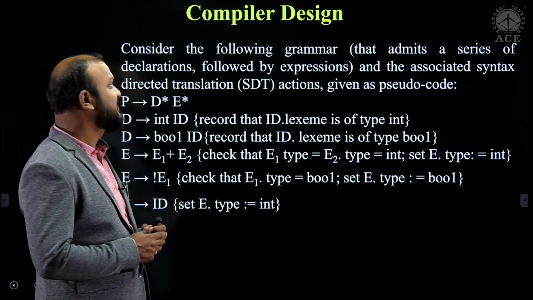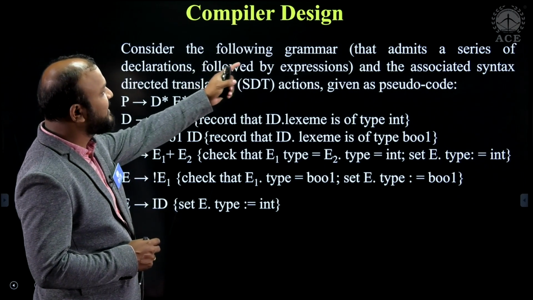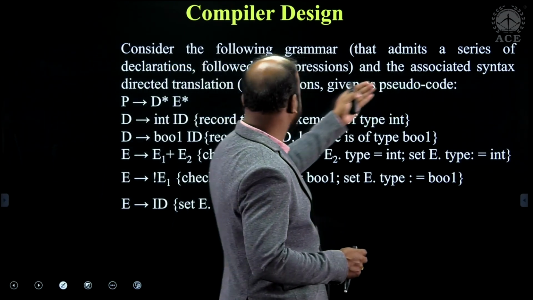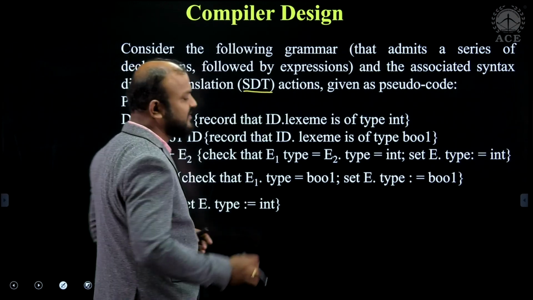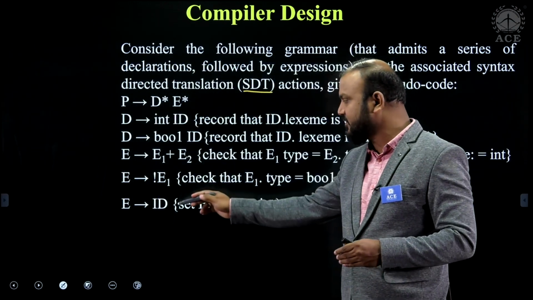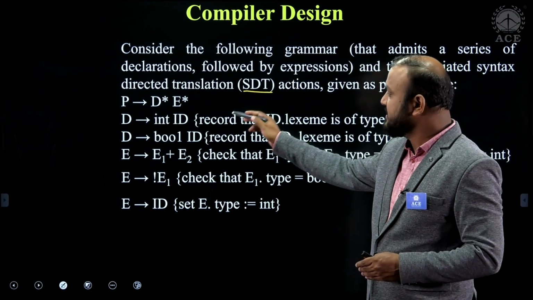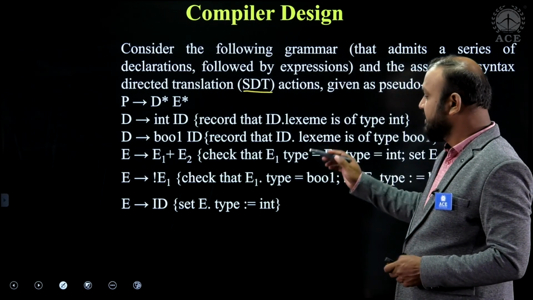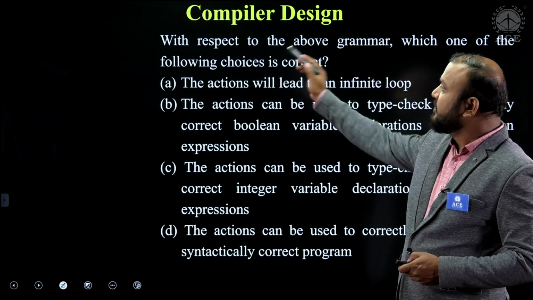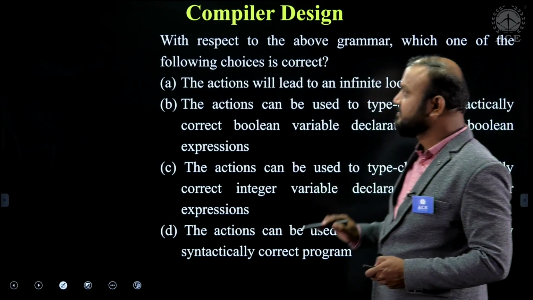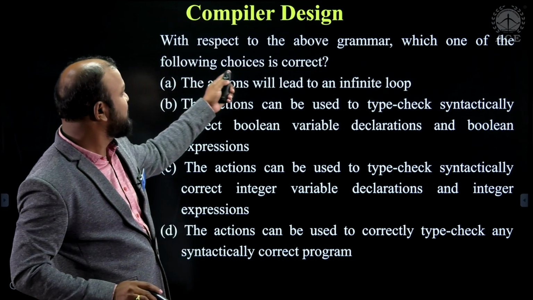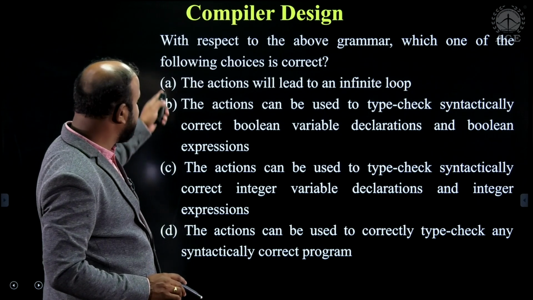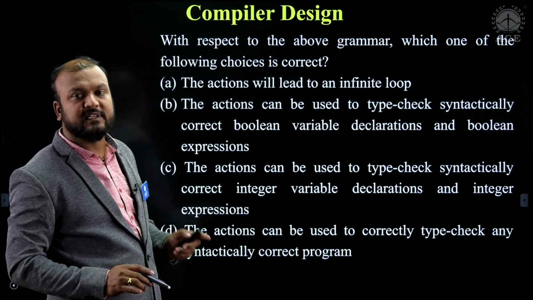Coming to the first question. Consider the following grammar and the associated syntax directed translation. Here for each grammar production, a translation is provided, meaning semantic rules are provided for each grammar production. The question is, with respect to the above grammar, which of the following choices is correct? Options are given. With these options, we need to find what the grammar is written for.